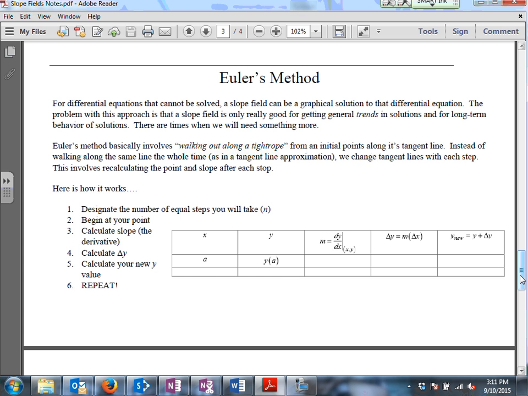So I have this chart for you. We're going to fill this chart out for as many steps as we need to take. So n is going to be our number of steps, which means that's how many rows we're going to have here. Now, with each step, we're going to have a change in x. And we will calculate that based on where we're starting and where we're ending and how many steps we're taking, kind of like we did with Riemann sums. Now, you'll see this funny notation right here. How do we find slope?